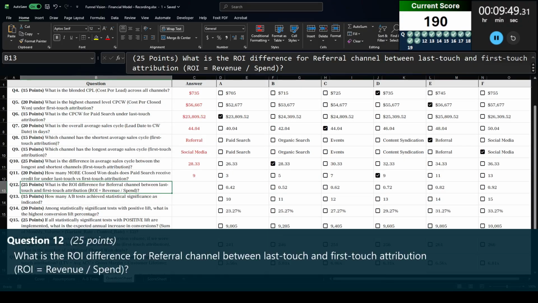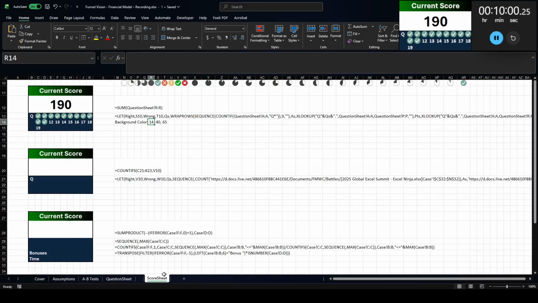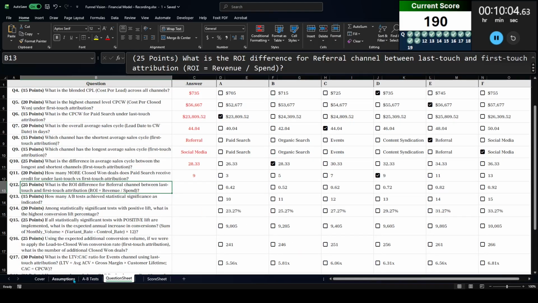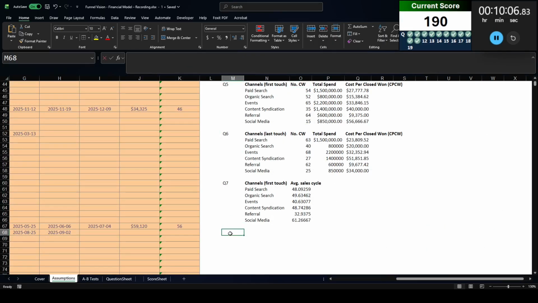Question 12. What is the ROI difference for referral channel between last touch and first touch attribution? And ROI refers to revenue divided by spend. Okay, so if I go back here, and we are on question 12 now. Yeah, so question 12. Let's do channel.